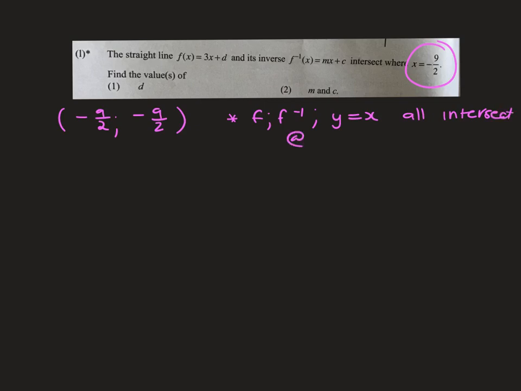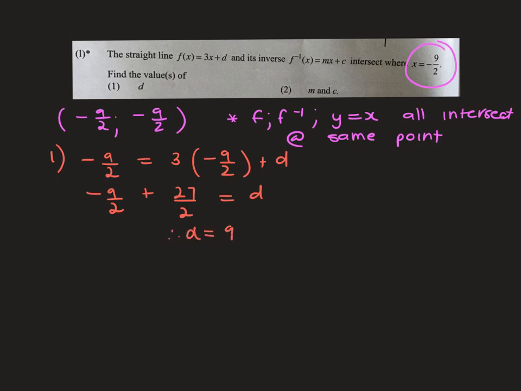Stop it. All right, so the straight line is y equals 3x plus d, and its inverse. It intersects where x is equal to negative 9 over 2. So that is telling you a lot of information as well. Remember that the graphs of f, its inverse, and the line y equals x all intersect at the same point. So we know that if x is negative 9 over 2, the y value is also going to be negative 9 over 2.